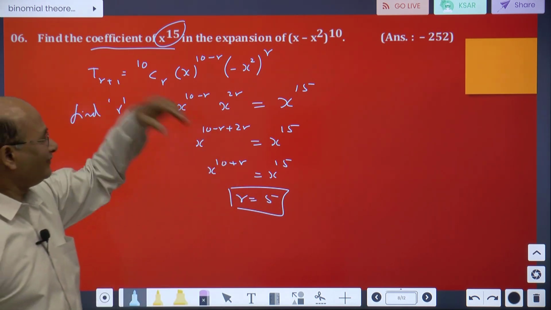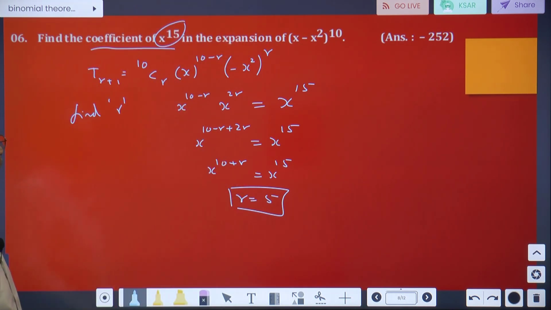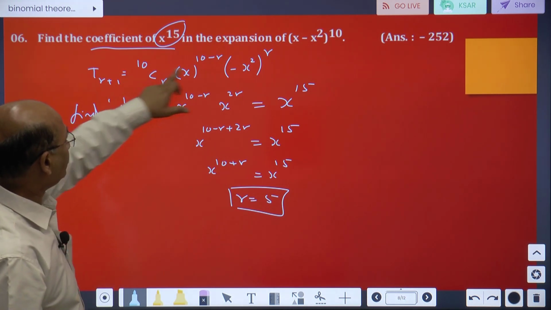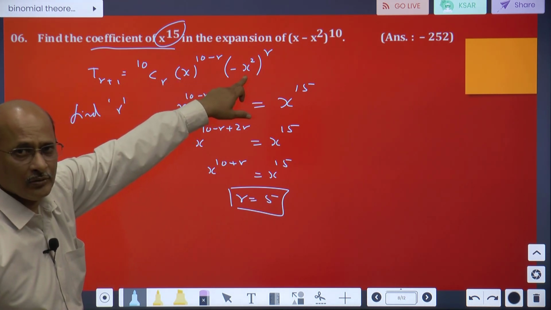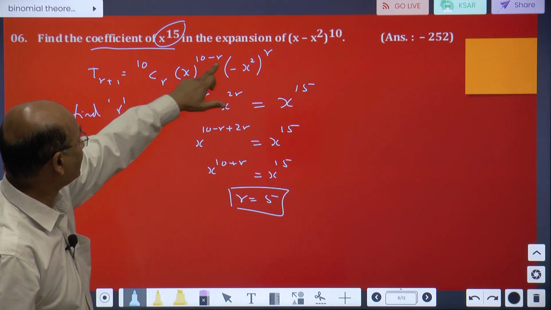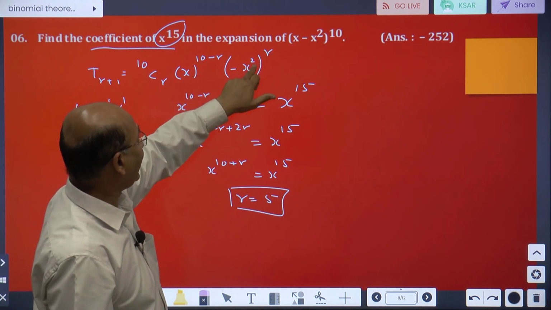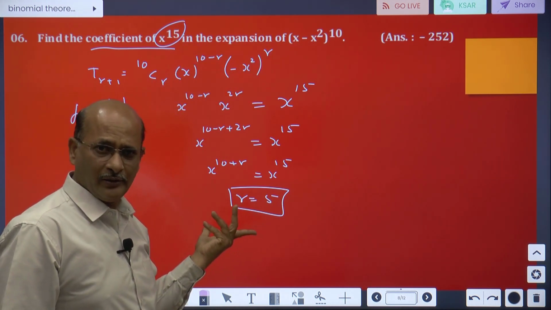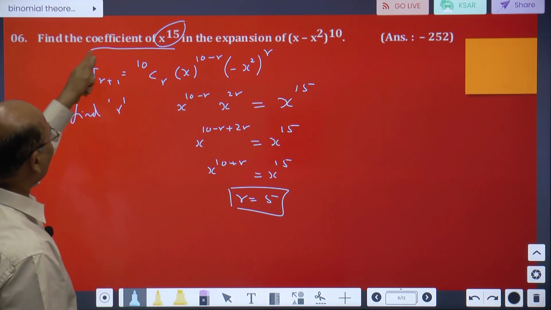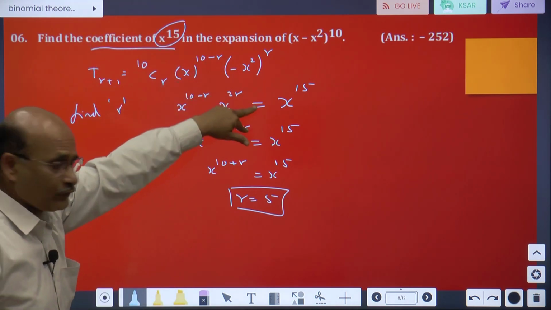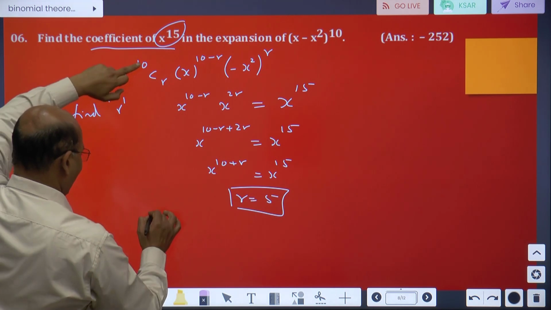Once you get this, it's very easy. So when r is 5, the x will be 15. See, 10 minus 5 is 5 and 2 fives are 10. So 10 plus 5 will become 15. That's the beauty. So now I want the coefficient of x raised to 15. So this is the thing, 10C5.